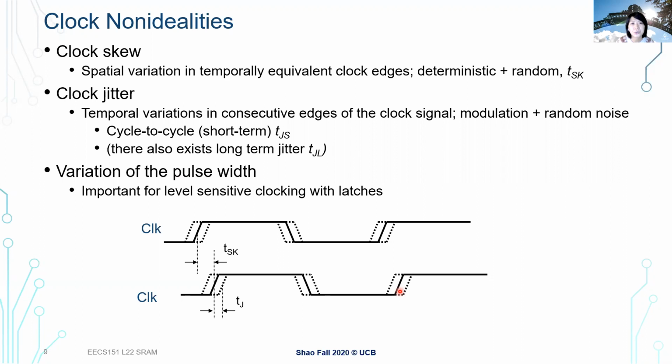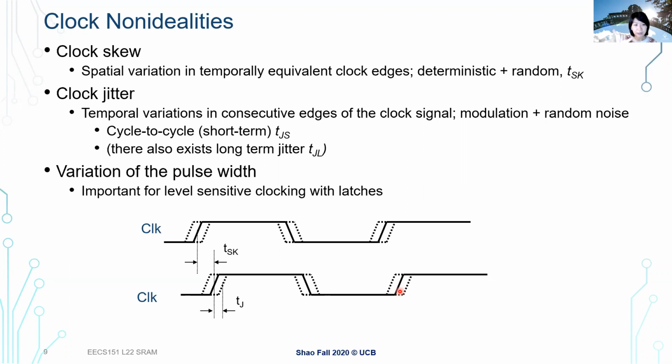So those are two very important factors when we think about clock non-ideality, and how it changes the way we think about timing our circuit, what the different timing constraints are, and what we need to think about when we optimize our design.